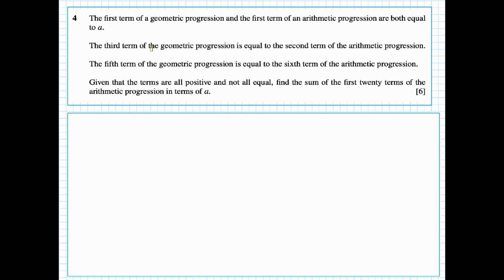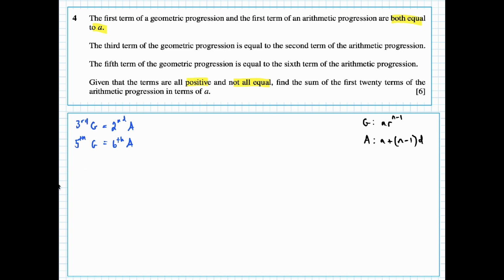Sequences and series. So the first term for a geometric and arithmetic progression are equal to a. The third term of the geometric is equal to the second term of the arithmetic. I'll write that down. And the fifth term of the geometric is equal to the sixth term of the arithmetic progression. So from there, organize your formulas as well. Always write down your formulas on your exam sheet when you notice what topic it is. The terms are positive and they're not equal. At the end, we must find the sum of the first 20 terms for the arithmetic progression.